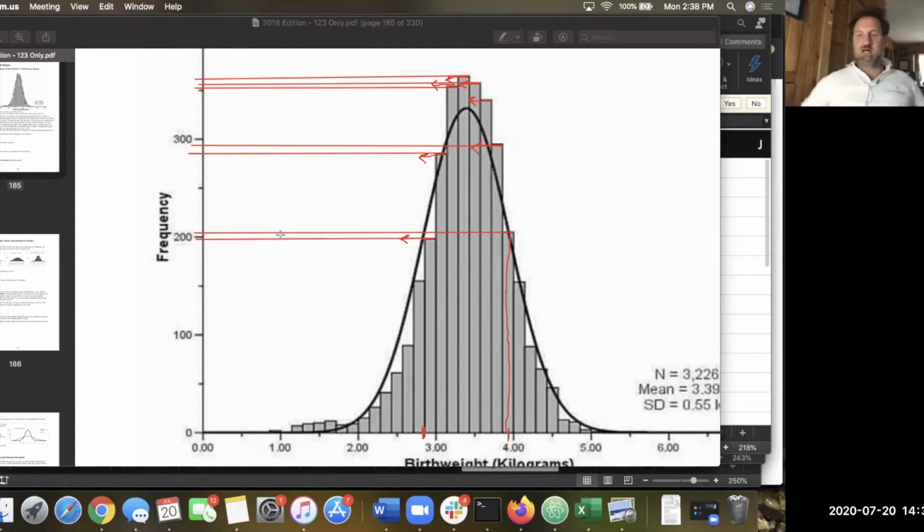The idea is that this should be about 68% of all of the babies in our study. That's what we're saying when we say the 68% rule. We go from the center, down 1 standard deviation, up 1 standard deviation. We draw a line. We look at all the babies in between.